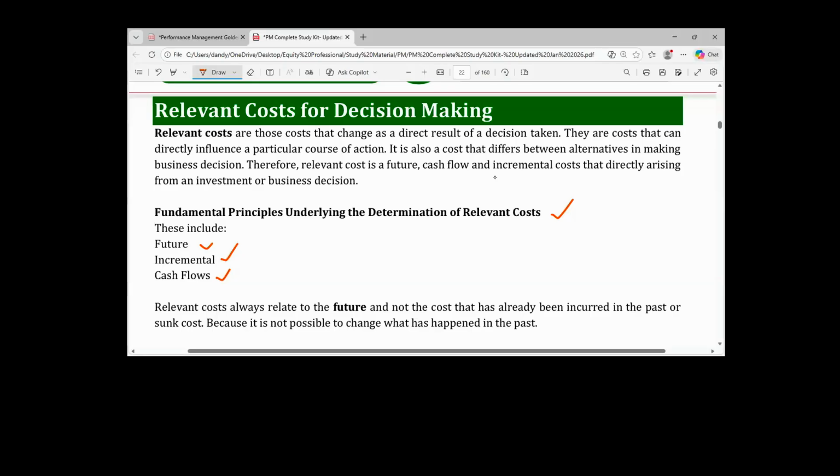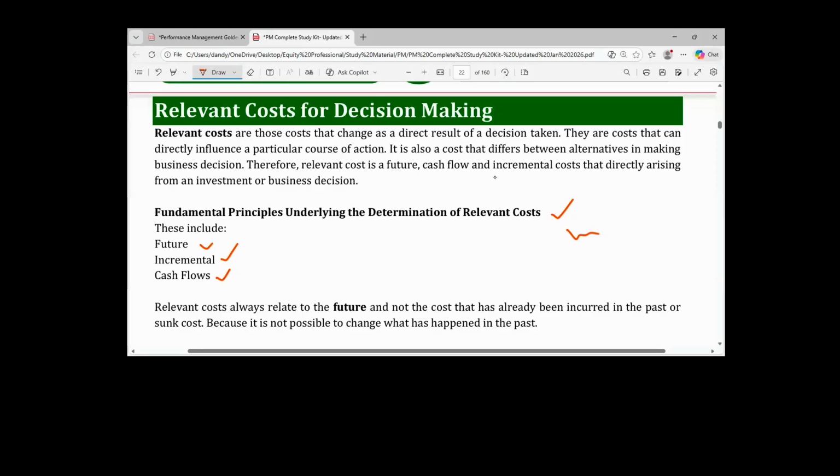Because management cannot change what has happened in the past. So for a cost to be relevant, it must be futuristic in nature. It must be a cost that you just want to incur, not a cost that you have incurred. Any cost incurred is a sunk cost, and sunk costs are irrelevant costs. That's one. The second one is incremental.